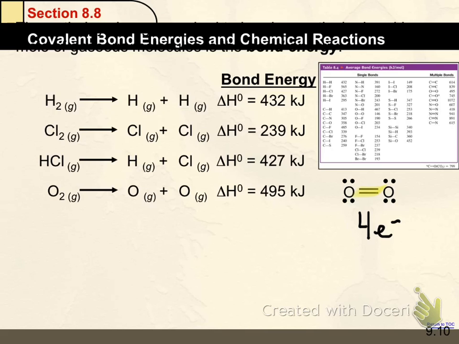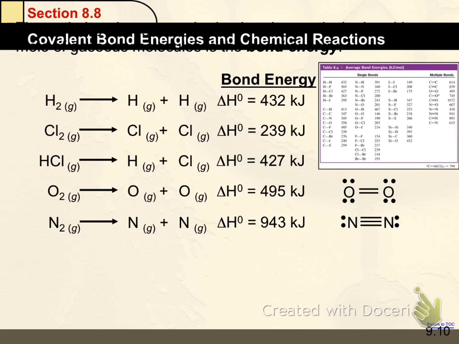And if we go to the more extreme, we've got the nitrogen molecule. Look at that, there we've got a triple bond. That simply means that there are 6 electrons shared between the two atoms. And if you look at the corresponding energy required to break that bond in nitrogen, 943 kilojoules are required to break apart 2 nitrogen atoms.